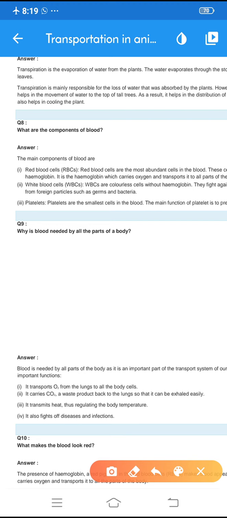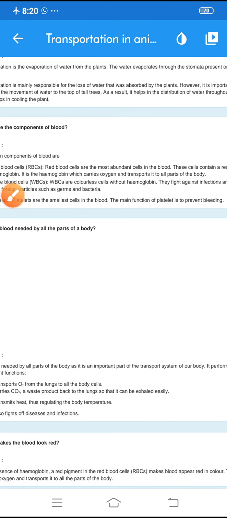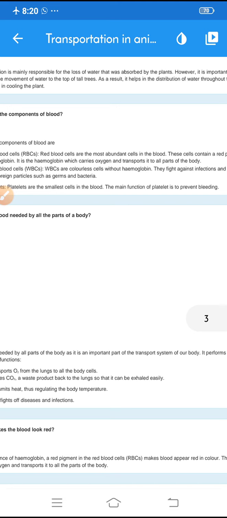Transpiration is mainly responsible for the loss of water that was absorbed by the plants. The plants absorb a lot of water through the roots. Not all the water is useful for the plant, so some amount of water remains in excess. That extra water should be removed from the plant body, so loss of water should take place. Transpiration is mainly responsible for this removal of water.